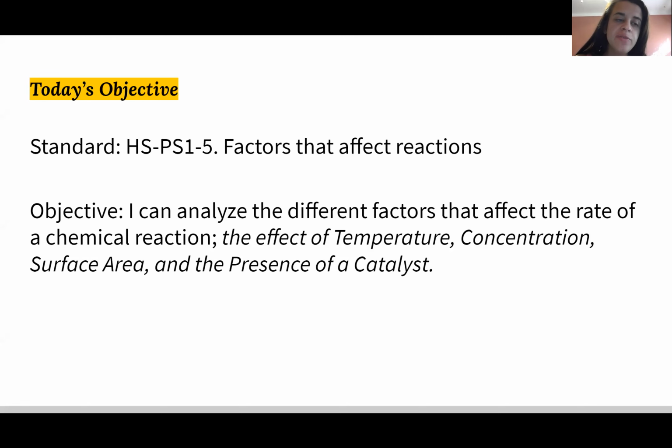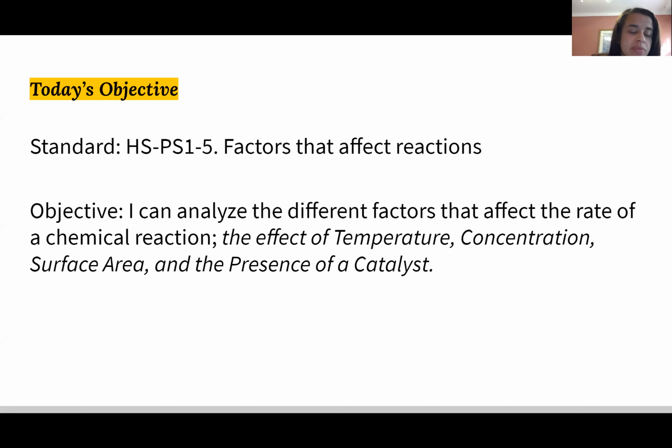So today's objective, we again are working with the same standard of factors that are affecting the reaction rates. Our objective today is: I can analyze the different factors that affect the rate of a chemical reaction, the effect of temperature, concentration, surface area, and the presence of a catalyst.